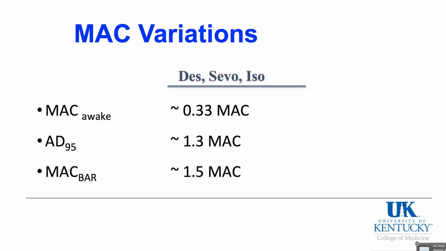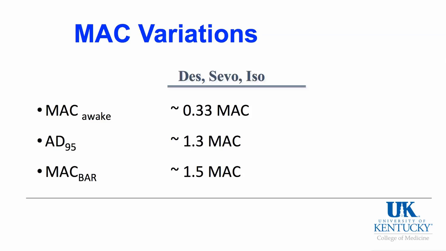It takes 1 MAC to keep 50% of them from moving to incision, but if you just go up a little bit to 1.3 times MAC, or in the case of desflurane, 1.3 times 7, in the 9% range or so, you are getting, at that point, 95% of patients to not move to incision. So small change, large effect. And then the alveolar concentration which blocks adrenergic response. You have to go up to about 1.5 times MAC to prevent the adrenergic norepinephrine response that occurs to stressful stimulation in 50% of patients. So we'd line it up as MAC awake, 1/3 MAC; MAC is 1; 95% of patients not moving to incision, 1.3 times MAC; and blocking adrenergic response, 1.5 times MAC.